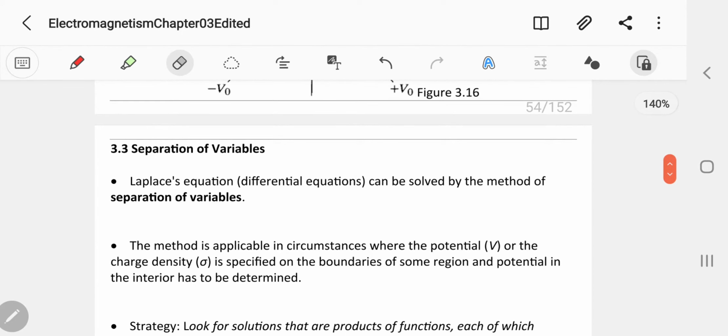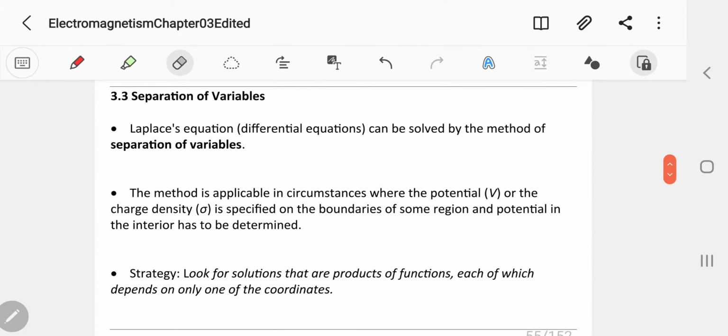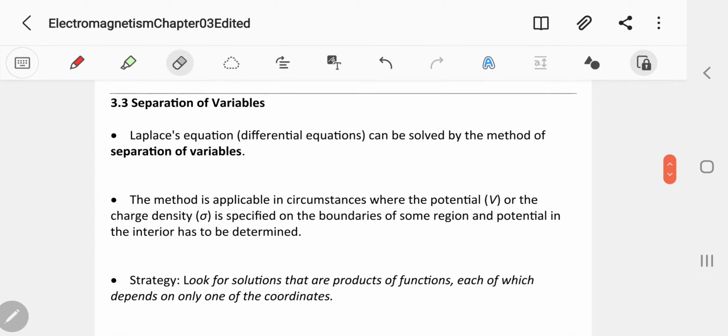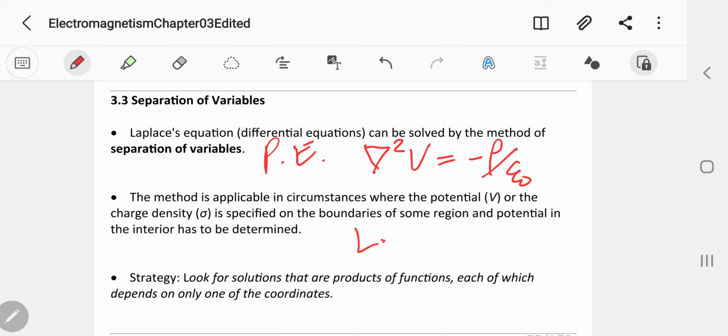And now let's go to solving the Laplace's equation. We had the Laplace's equation here, and we have this as the Poisson's equation. The Laplace's equation is when rho is equal to 0.